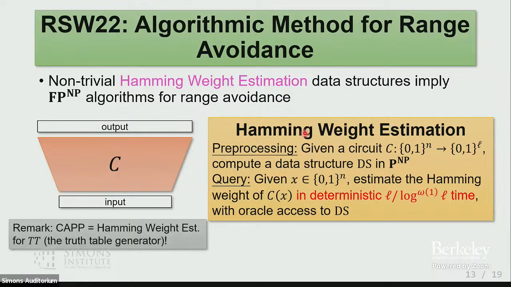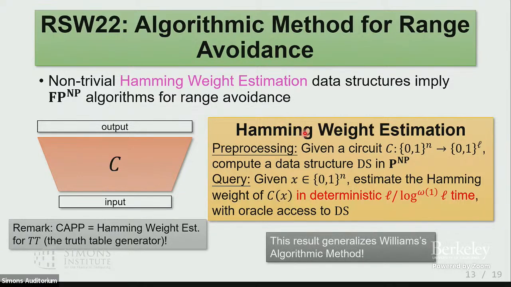You can see that CAPP is indeed Hamming weight estimation for the truth table generator. To see why, what is the Hamming weight estimation problem for TT? During a query, you are given an input x, which is a circuit. You want to estimate the Hamming weight of the truth table of the circuit, which is to estimate the probability that the circuit outputs 1 on a random input. So hopefully this is clear, and this result is a generalization of Ryan's algorithmic method.